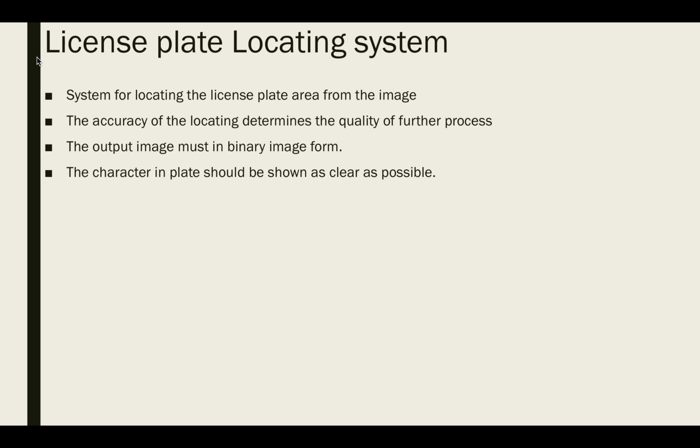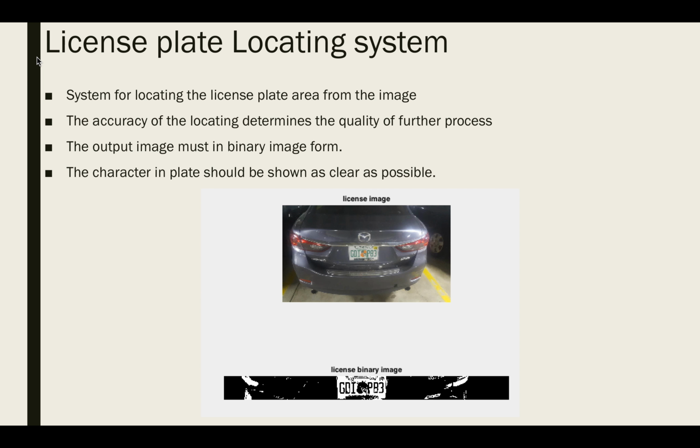This is a system for locating the license plate area from the image. The accuracy of the locating determines the quality of further process. Because we need to do the further process, the output image must be in binary image form. The characters in the plate should be shown as clear as possible. And here I will show you a test result of my system. It's here. You can see we got an image from a vehicle, and this system will show the binary form of the image.